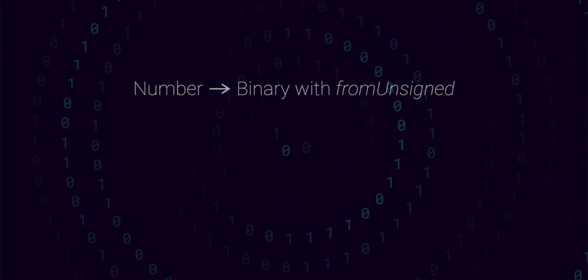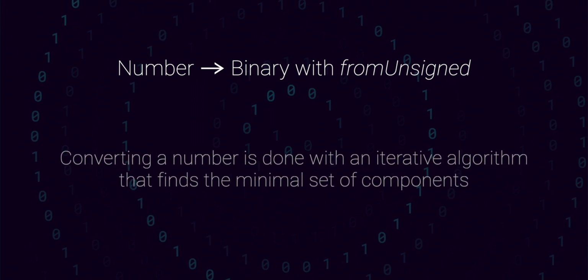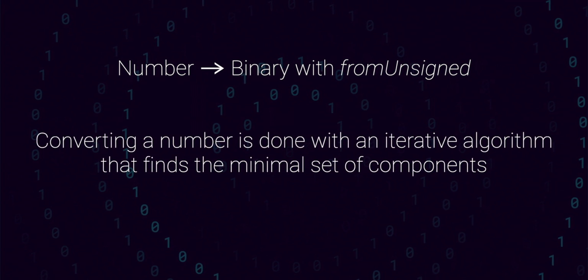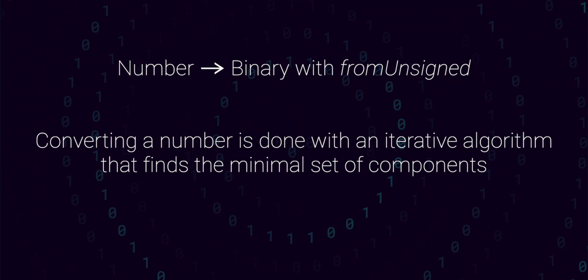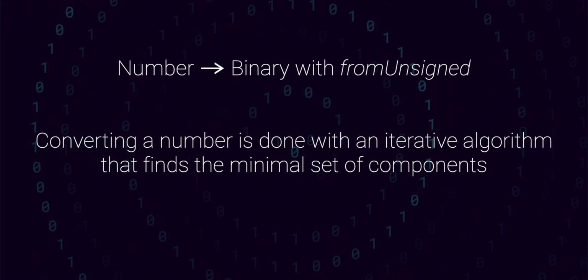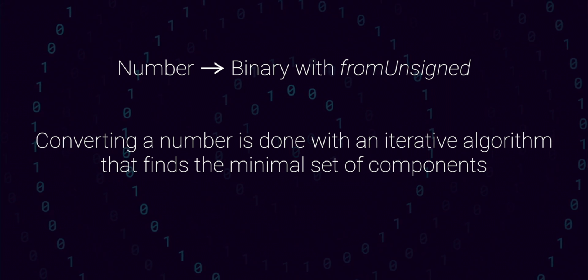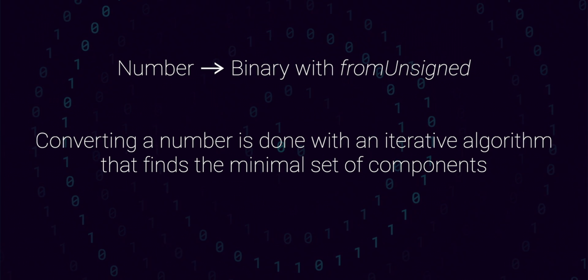So, to recap, we can create an instance of our binary class by providing a regular number to fromUnsigned. Converting the number to a bit array is done with an iterative algorithm that finds the minimal set of components. This means for a number like 10, we will get back a 4-bit representation, which makes the binary representation much more flexible than anything else that JavaScript currently has to offer us.